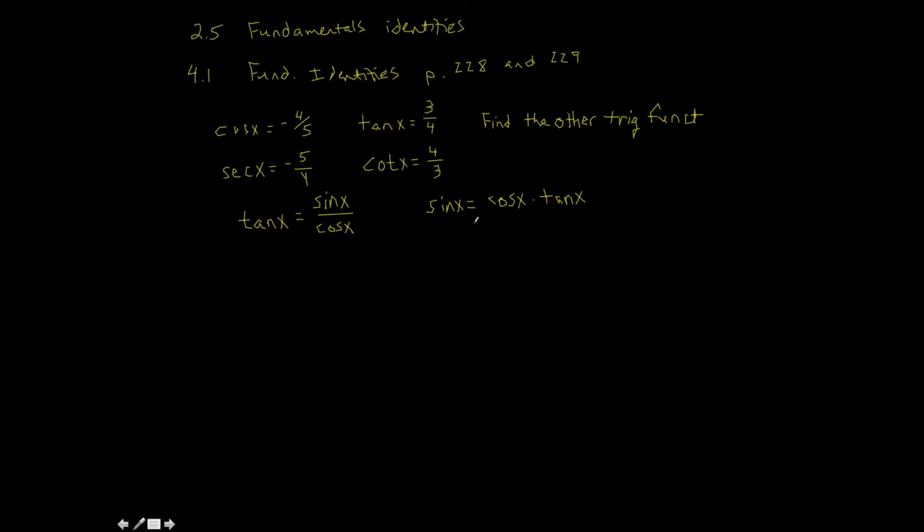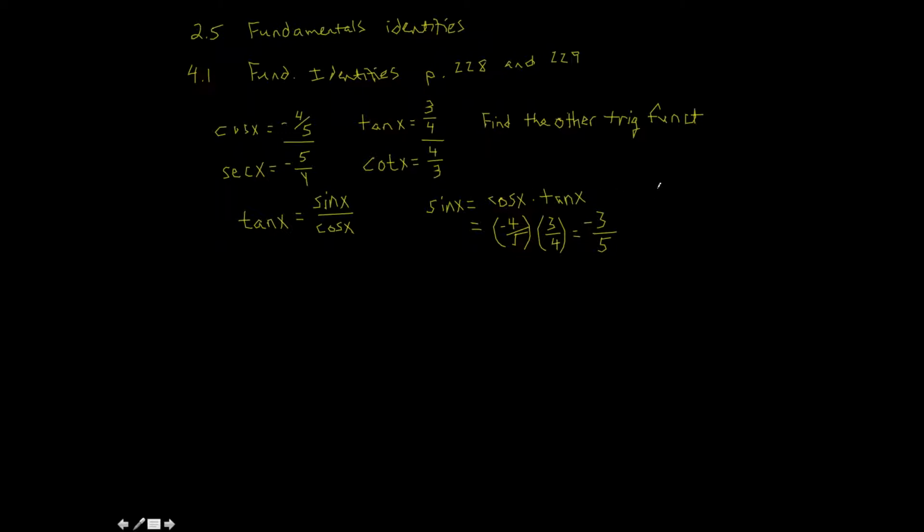At this point, we know what cosine is, since we were given that. We know what tangent is, since we were given that. So we can put this in the problem. I have negative 4/5 times 3/4. Multiply those together and you get negative 3/5. So that's sine x. We found the fifth trig function.